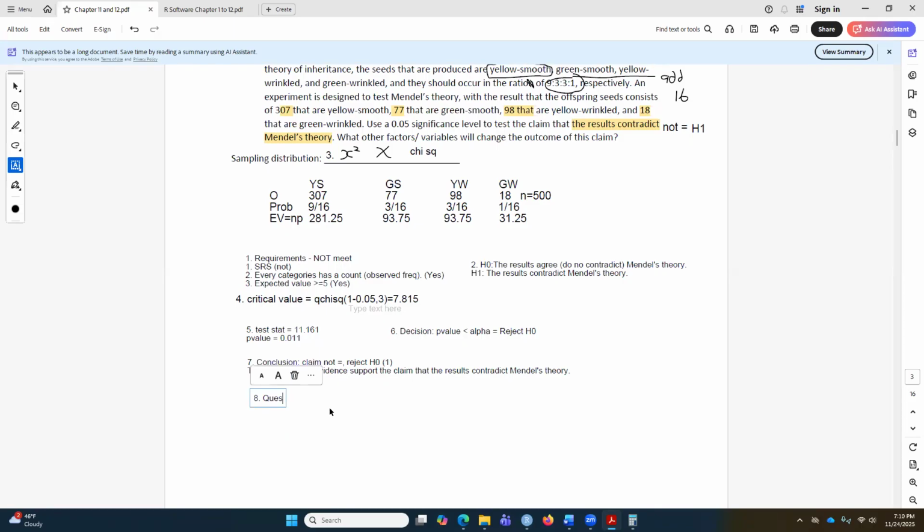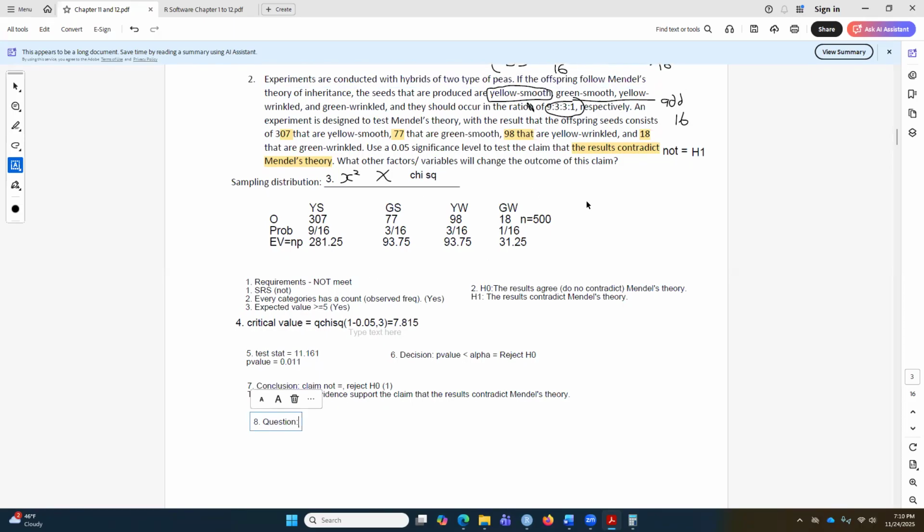And then we have the last question. What other factors will change the outcomes of this claim? Again, the factors usually in the test, I ask you for one, don't give me more. So this is talking about plants or peas. So then you can think about what factors will affect the plants from growing this kind of peas.